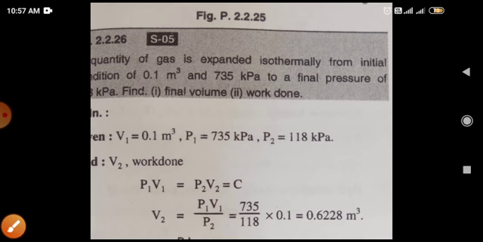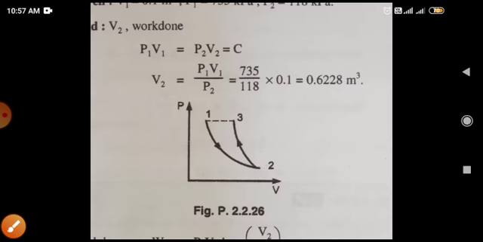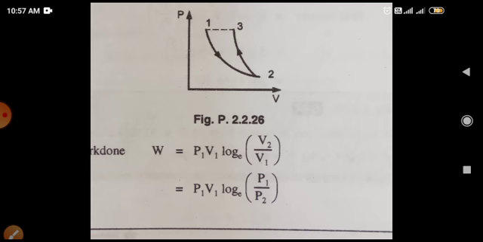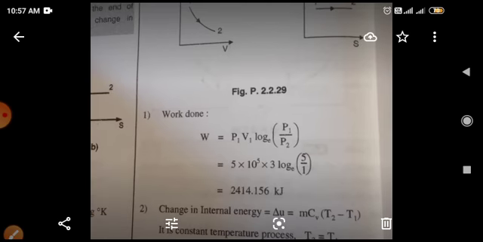Isothermal. Okay, this process is what? Isothermal. Therefore, P1 V1 is equal to P2 V2. That means T is constant. Now, putting this value, W is equal to P1 V1. We have calculated all these formulas. Okay, so work done is equal to what? In case of an isothermal process, it is equal to P1 V1 into log of P1 by P2.